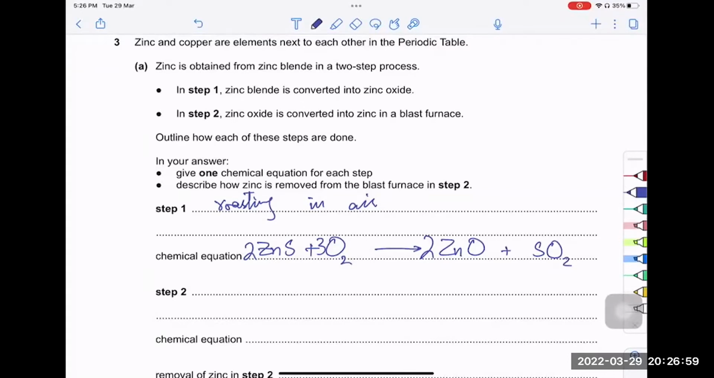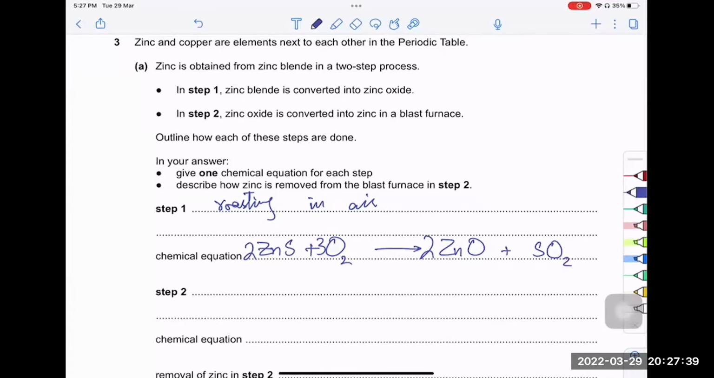What is being reduced here? It is oxygen itself, because notice that it has gained electrons here. So oxygen itself is being reduced, and zinc and sulfur are both oxidized. Okay, and how can we quickly identify? Is there a shortcut for us to know that this is a redox reaction? There is. Any equation that has an element is a redox reaction. So this has an element, oxygen.